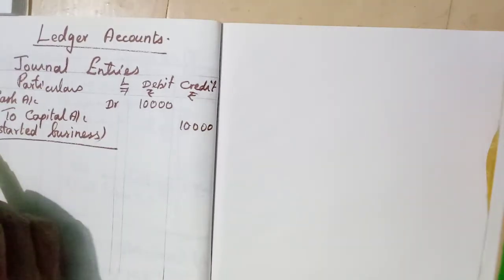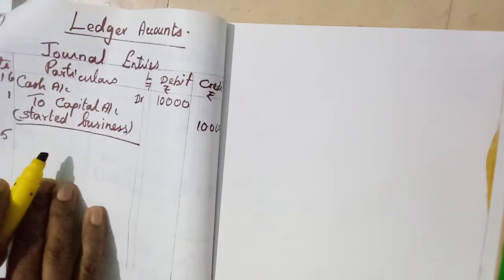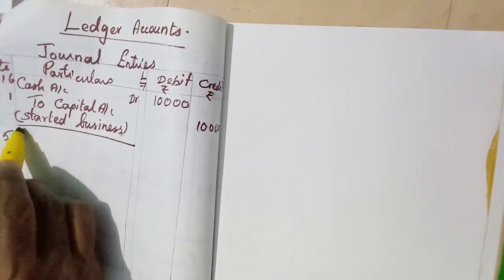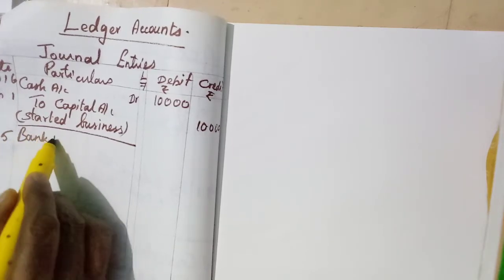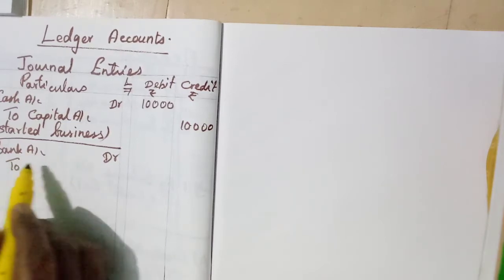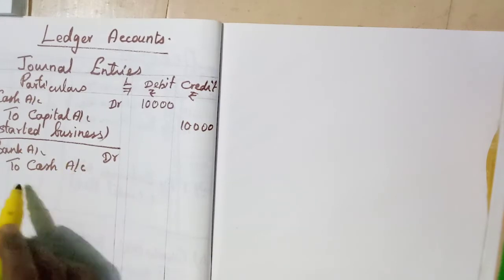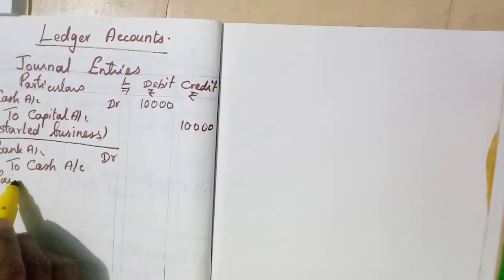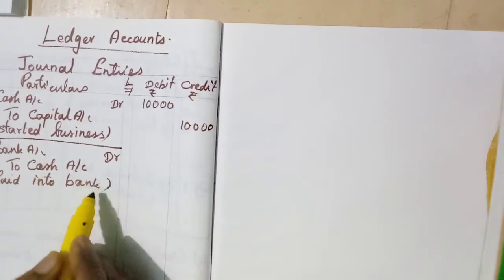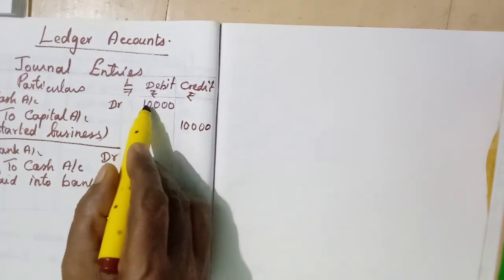Then 5, paid into bank. Here cash we are paying into the bank, isn't it? So bank is receiver, so we need to debit. Bank account debtor to what is going outside, cash. Everywhere you have to write A/C. Then paid into bank, 5,000. Then not below this one. Next is 5, this four digits only.